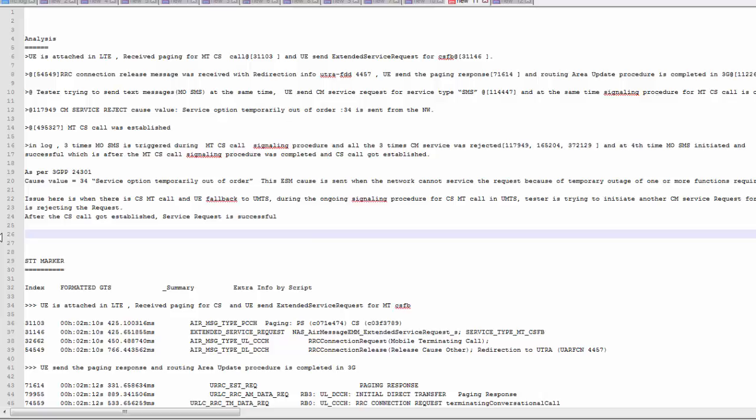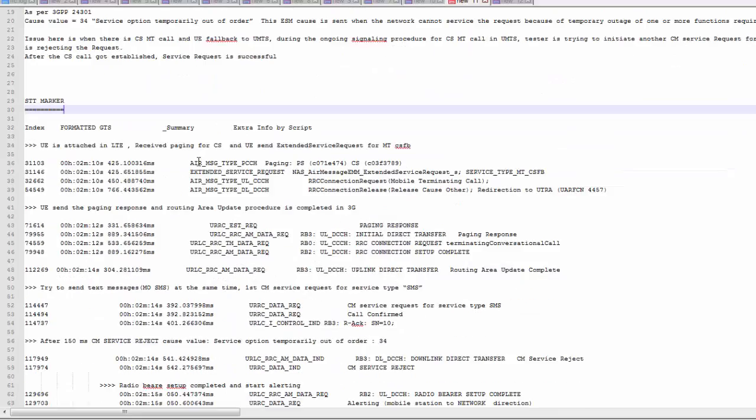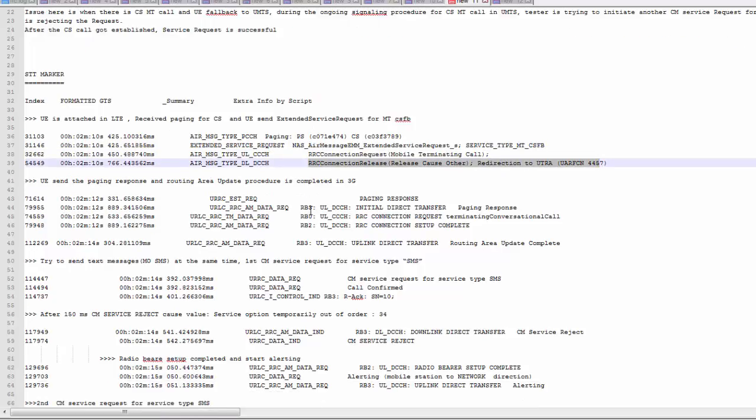This is the network issue, and I just want to show you the call flow once again. In the air message, the paging message is sent by the network, and this paging message is for the MT CS call, and an extended service request is triggered by the UE. An RRC connection request is triggered for the MT call, and after RRC connection setup and setup complete, the RRC connection release with redirection to UTRA is sent. The UE falls back to the UTRA network, that means the 3G network.